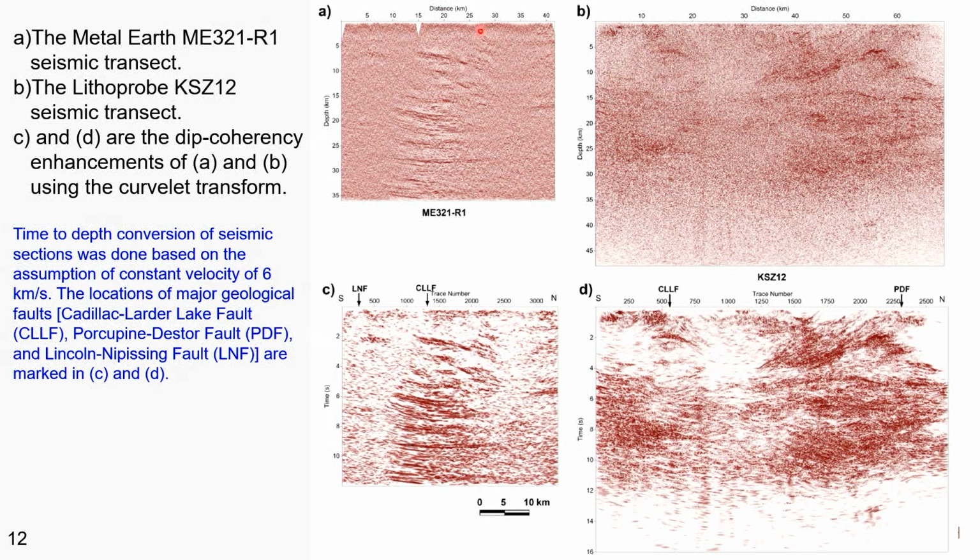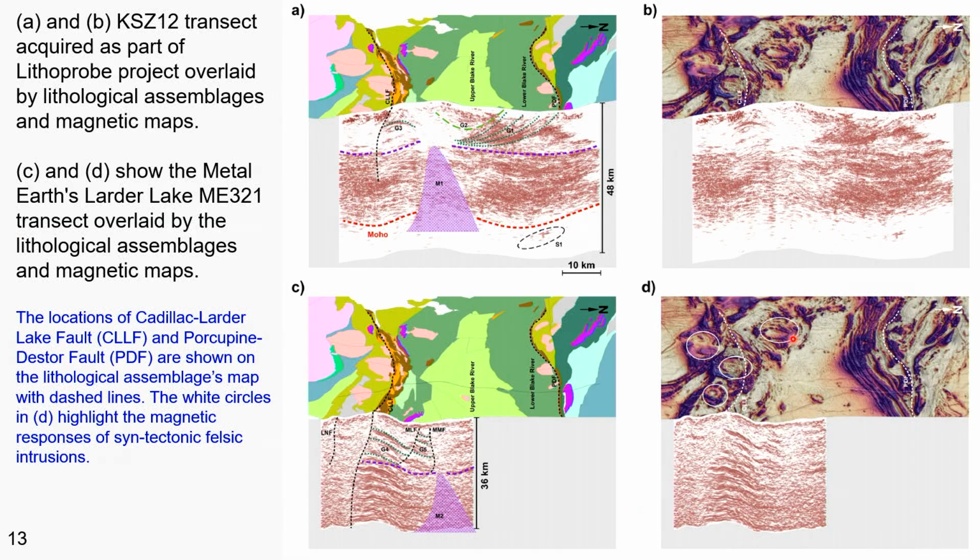This is our Larder Lake line, and about 15 kilometers to the west of it, we have another Lithoprobe line. When you rely on just one transect, things become hard to interpret. But if you have another seismic section nearby from any other data set, and you put these side by side, you can do way more. You can really restrict the interpretations and get a better interpretation of the data. That's what we did.